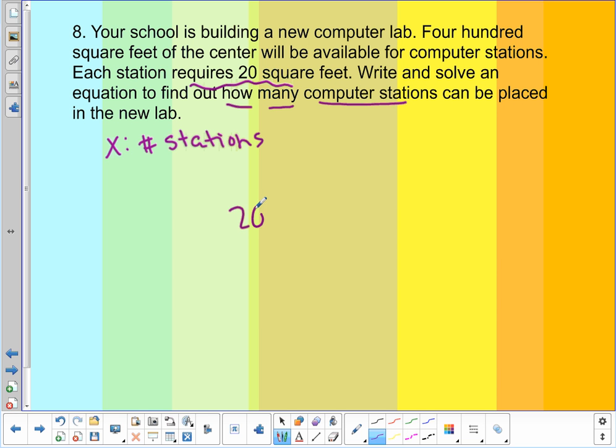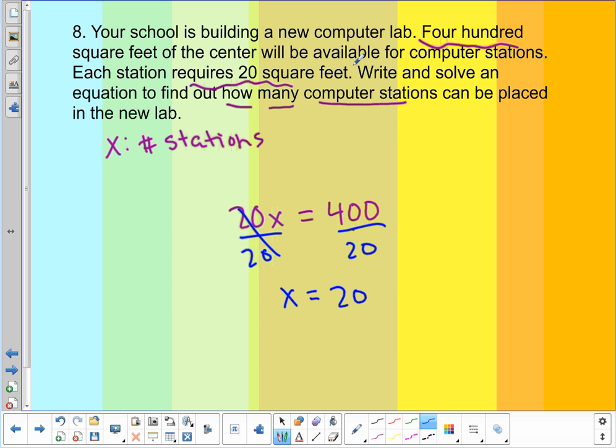So I'm going to have 20 square feet times every station in the lab. And I know that I have a total of 400 feet available. So this is going to equal the 400 feet. Okay, then I need to solve this one, and this is a pretty simple equation. All I have is one step. I need to divide by that constant. So I would divide by 20 on both sides, keep my equation balanced, that goes away. 400 divided by 20 is 20.